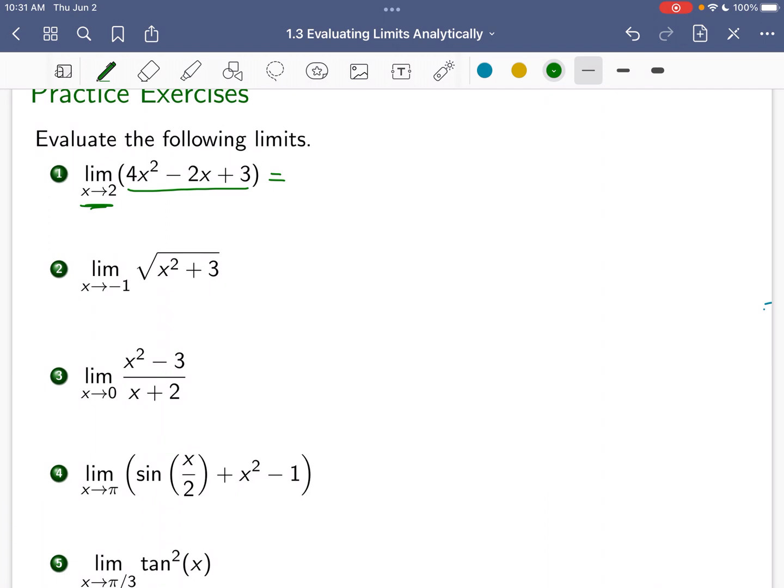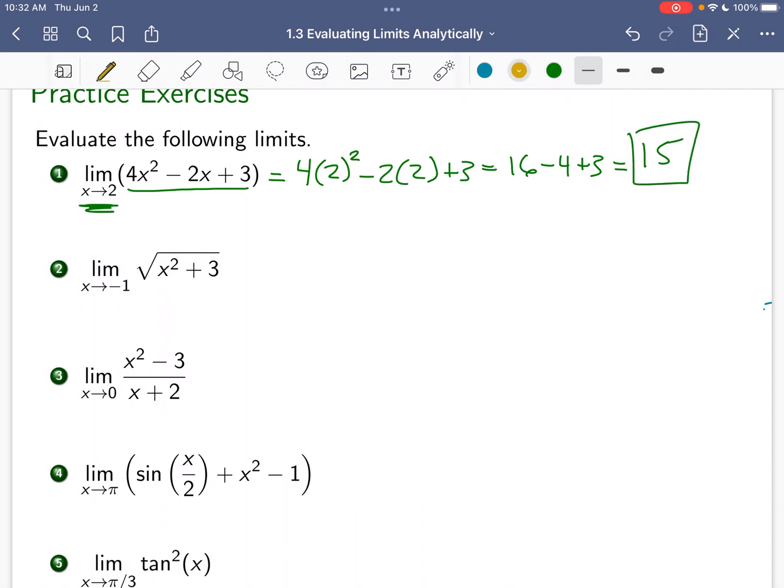This is a polynomial, so with that polynomial, we can try direct substitution. We should be able to do direct substitution. So we can just replace that value of x with the value that the x is approaching. So we have 4 times 2 squared minus 2 times 2 plus 3. When we do that, we will get 16 minus 4 plus 3, which is 15. So we can just do that direct substitution.